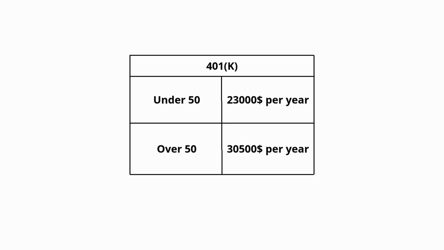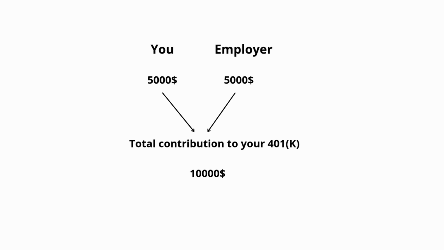And personally, if I would go long-term, I would choose the Roth 401k. I should also mention about the 401k that if you're under 50 years old, you can contribute $23,000 per year. And if you're over 50 years old, you can contribute $30,500 per year.